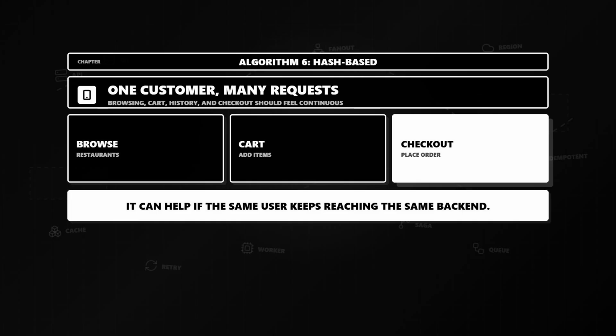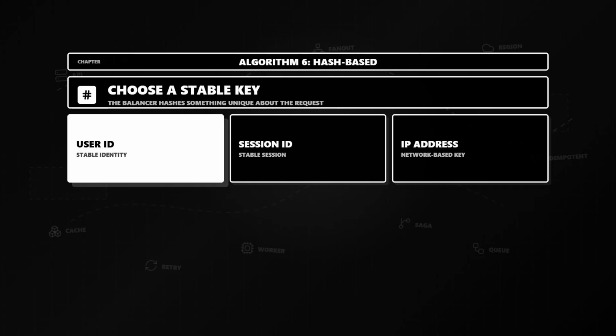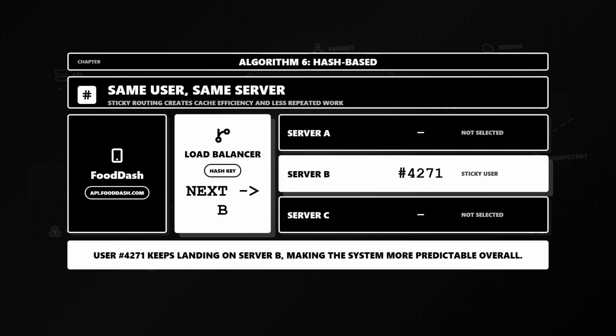Finally, let's look at one of the most interesting approaches: hash-based routing. Imagine a FoodDash customer logs in, browses restaurants, adds items to a cart, checks order history, and places an order. Wouldn't it be useful if all of those requests consistently reach the same server? Hash-based routing makes that possible. The load balancer takes something unique, such as a user ID, session ID, or IP address, and uses it to determine which server should handle the request. The same user consistently lands on the same server. This can improve caching efficiency, reduce repeated work, and create a more predictable system overall.